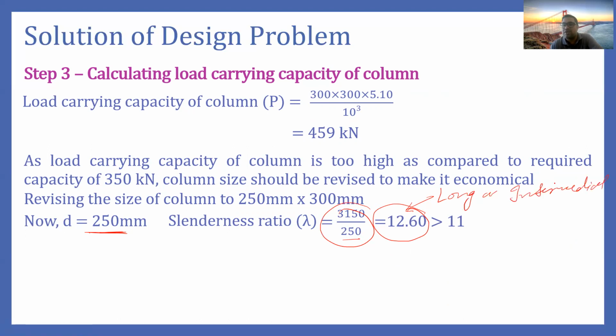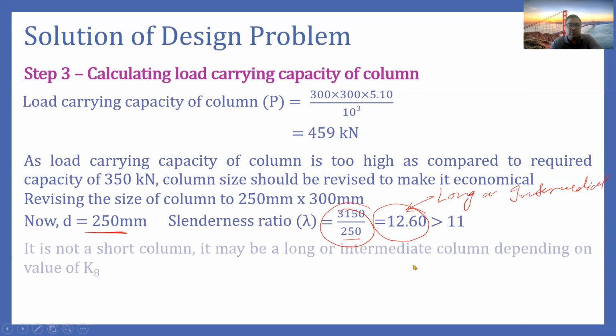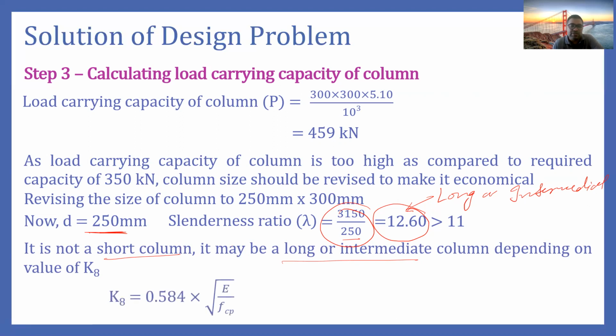Now, whether it is long or intermediate, for that we have to find the K8 value. Here we are supposed to find the K8 value, because now we know our column is not a short column. It may be long or intermediate depending on the value of K8. The K8 value can be calculated by this relation. We have already discussed this in the previous part. In this, we are required to find the E value of the Kelwood, and the FCP value we already know, which is 5.10.